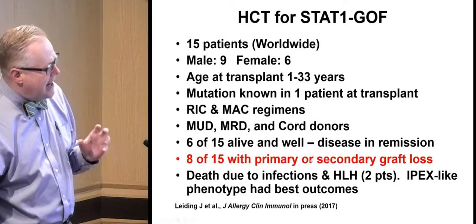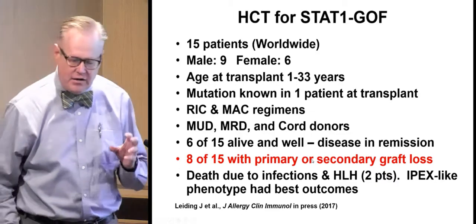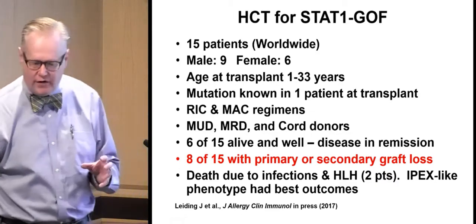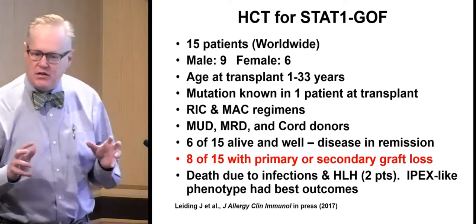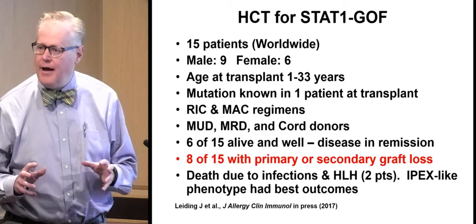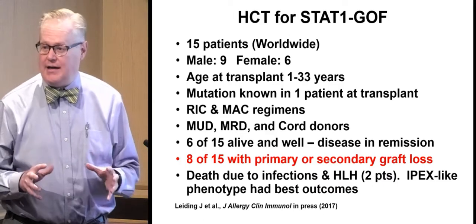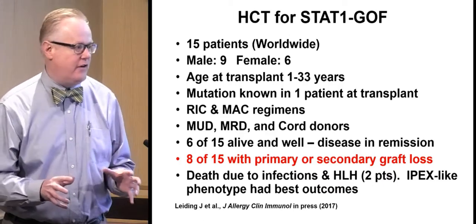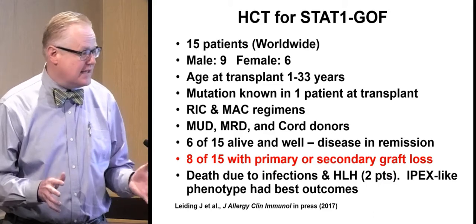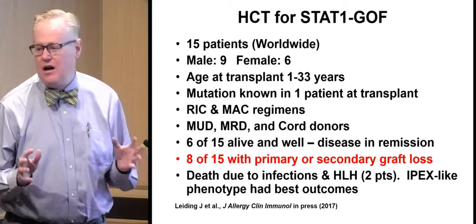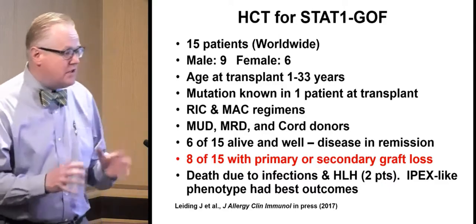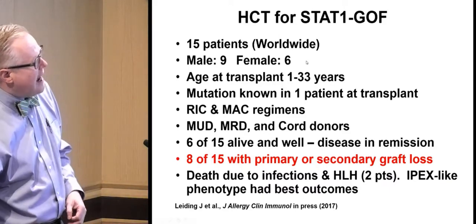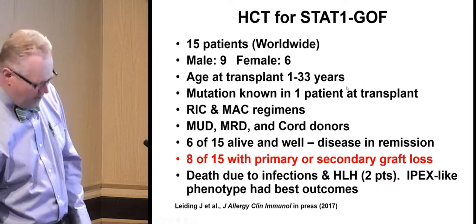And there is data in the literature to suggest that high levels of interferon gamma may drive graft rejection. Now, these patients don't have high levels of interferon gamma, but their cells act like they have high levels of interferon gamma. And our hypothesis is, we don't have any data yet to prove this, but our hypothesis is that maybe that's what's going on here. These patients are difficult to transplant, and so the STAT1 gain-of-function patients are a real challenge.